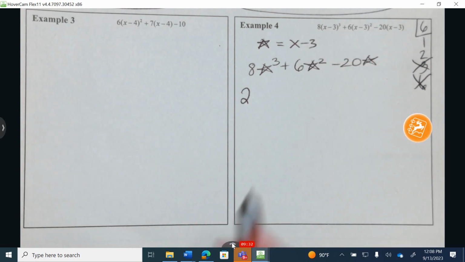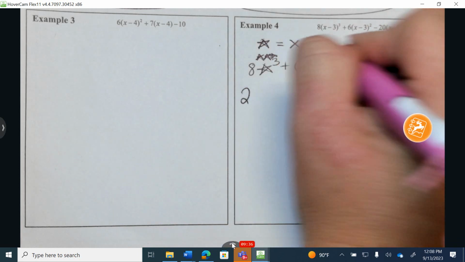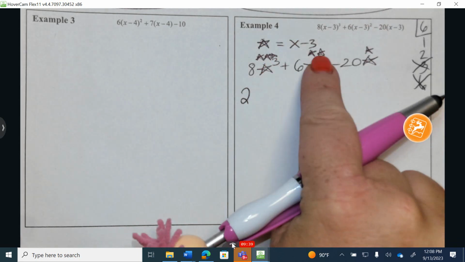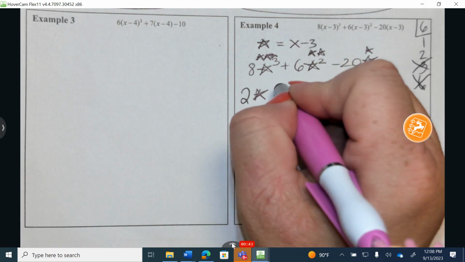In addition to dividing out a 2, notice that the first term has 3 stars, the second has 2, and the last one has 1 star. So what's the most stars I can take out of all 3 terms? 1 star.